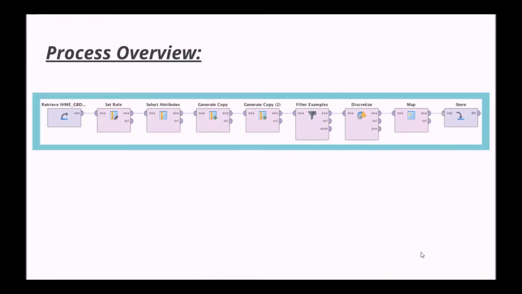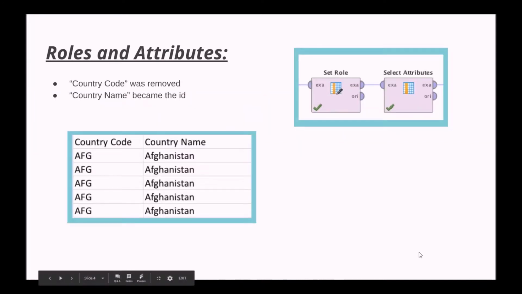So this is a general overview of our first process. This is more of our pre-processing data cleaning process. You can see it's a couple of operators, and we'll go into that in more detail here. First off, we have the roles and attributes operators, and really what the first one does, the set role operator.